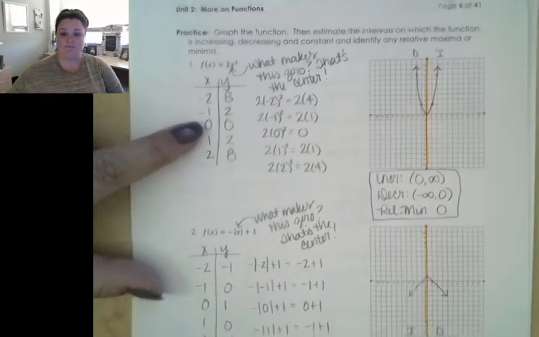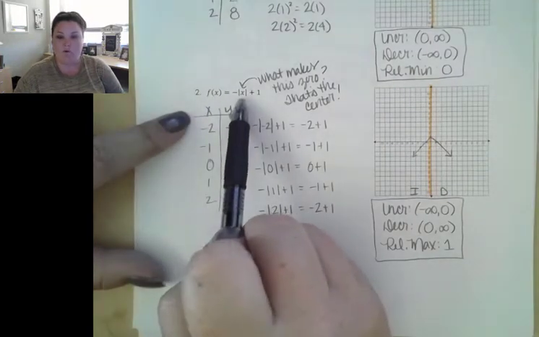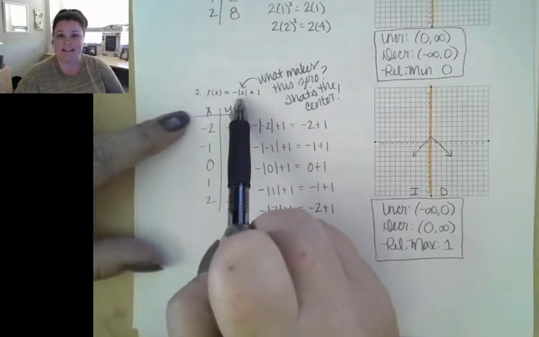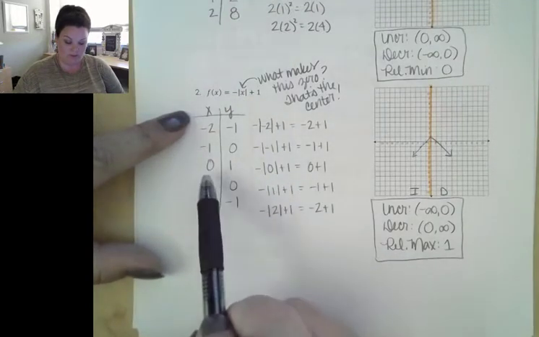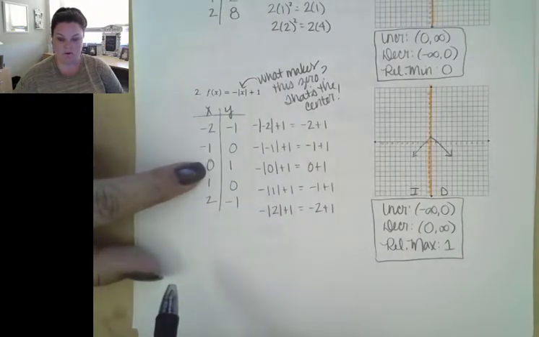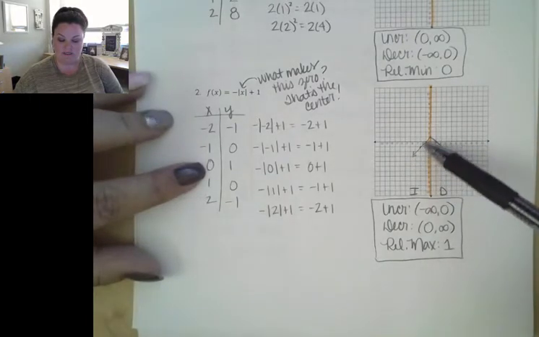Let's look at our second one. Second one, same thing, we have an absolute value. What will make inside the absolute value 0 so that we can find our center? In this case, that would just be 0. So we plug in 0. We also plug in a couple of points on either side of 0. Once you get all your ordered pairs, we plot it, and we should get a V that's opening downward.